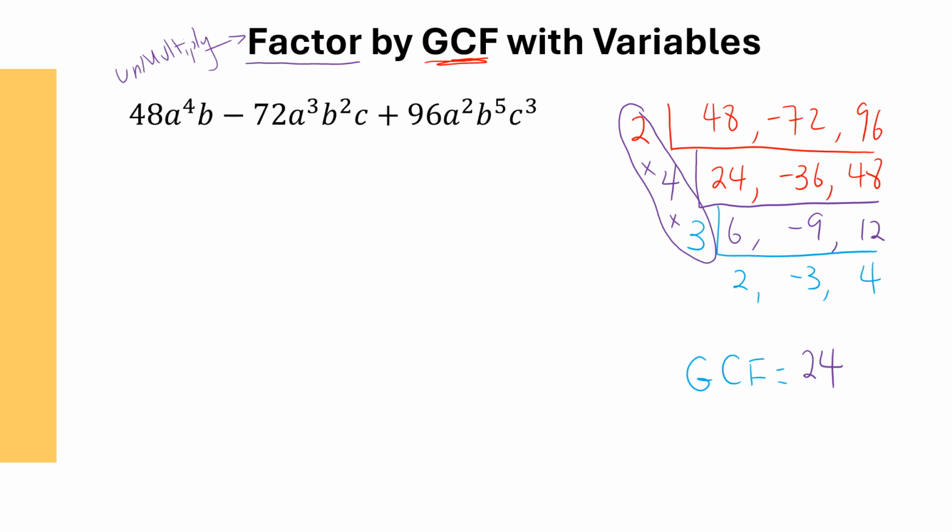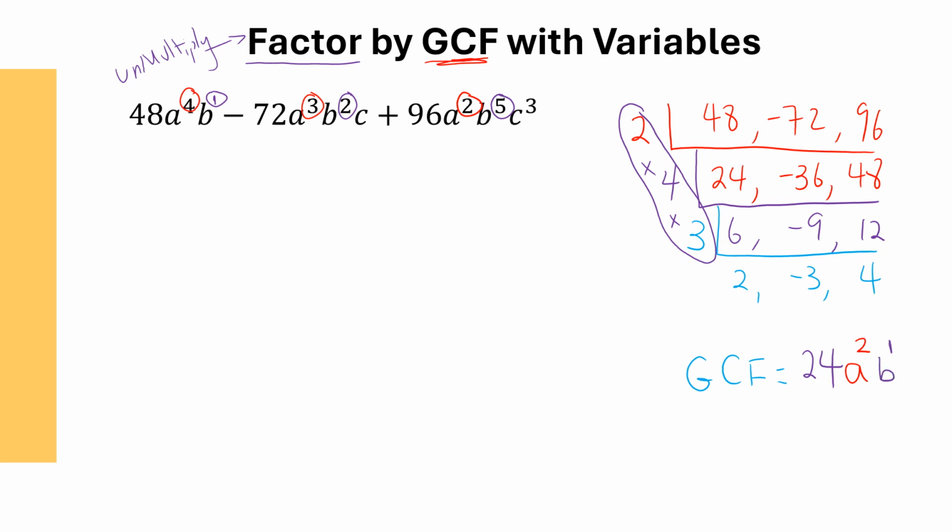So for A, the exponents for A, we have 4, 3, and 2. And the smallest exponent for A is going to be squared. And then for B, we have an exponent of 1 here, 2, and 5. So the smallest one is going to be B to the first power.